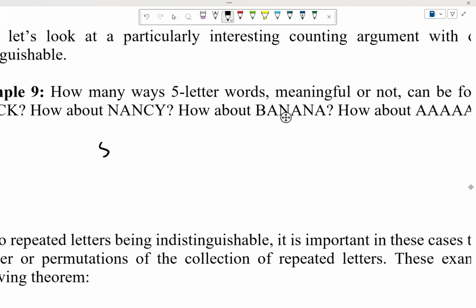You might think it's 5 factorial, but it has the Ns, and if you switch the Ns, it doesn't make a different word, does it? What we have to do is divide out all the different permutations of the Ns. Since there's only two of them, we divide by 2 factorial. So 5 times 4 times 3. Would I expect you to multiply that out without a calculator? Yes, I think it's reasonable.